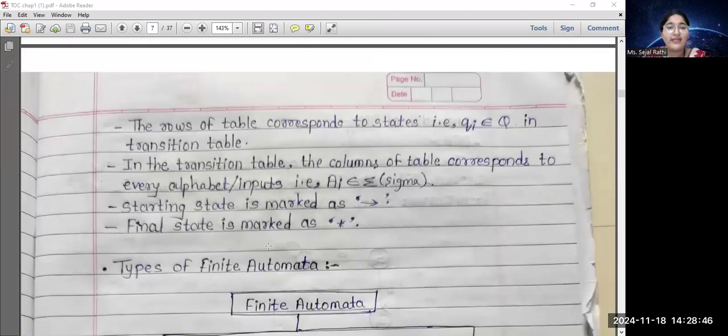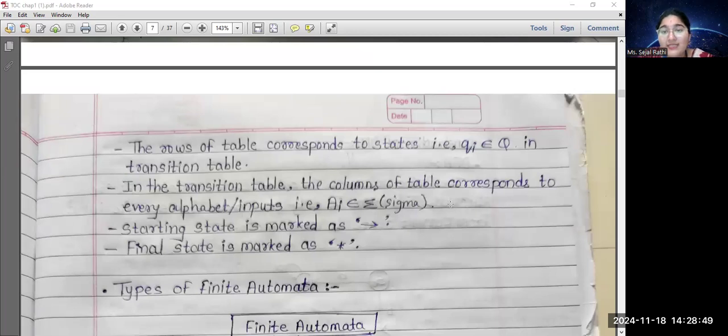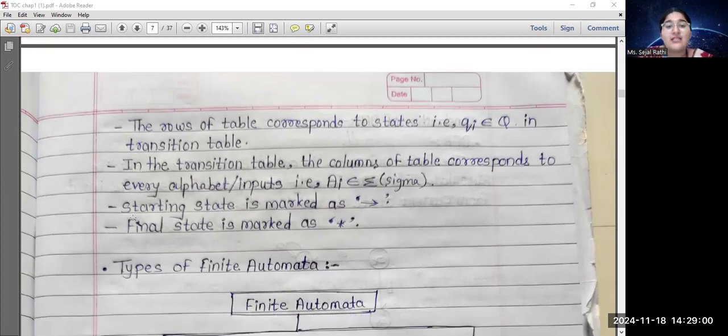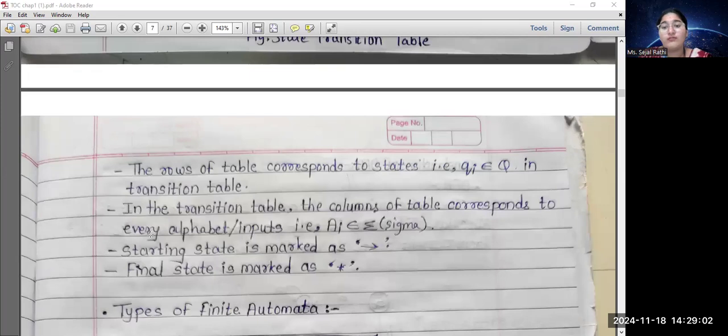So the rows of the table correspond to the states, that is, state Qi belongs to Q. That's the states in the transition table. The columns of the table correspond to every alphabet or input, that is, ai belongs to sigma. How do we mark the starting state? With the arrow, and the final state is marked with a star.